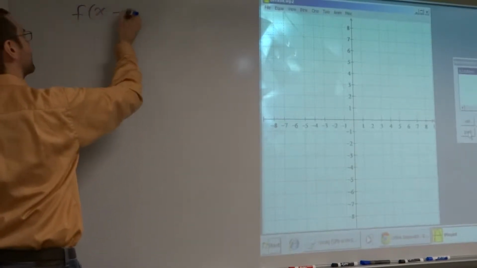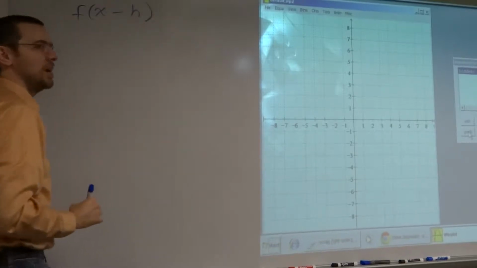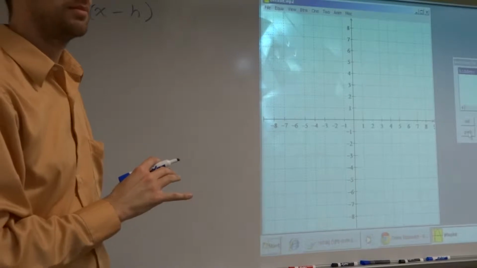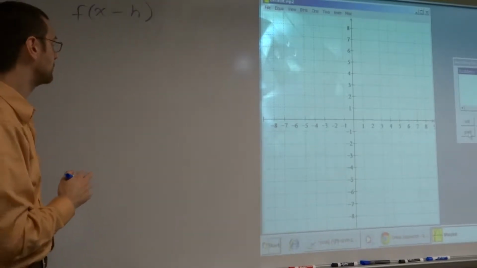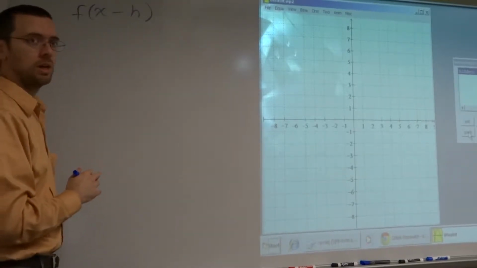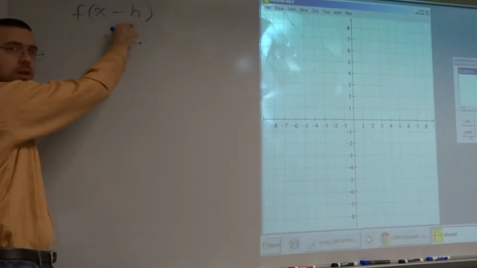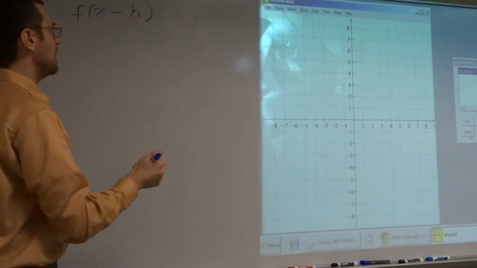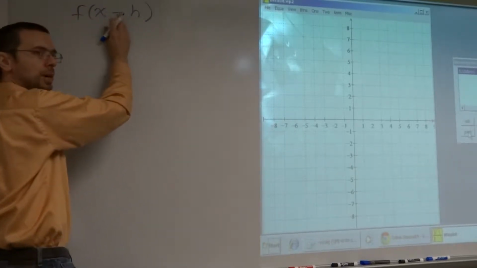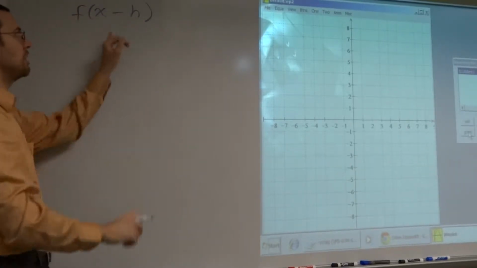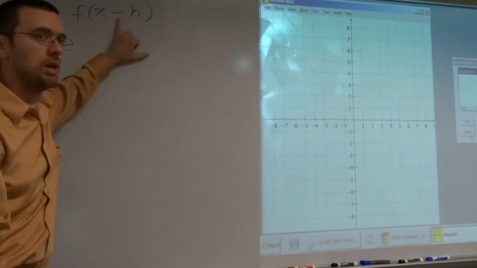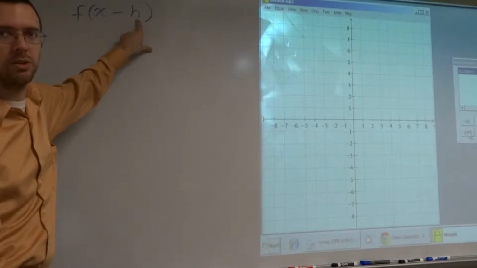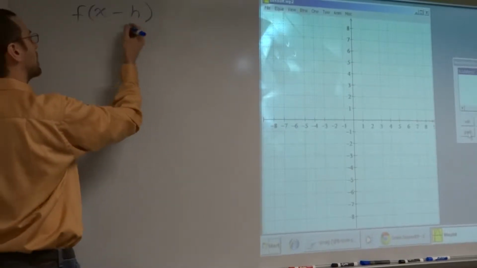If I have f of x minus h, now notice this is different from what we just had, right? What's different here? The minus h is inserted in the parentheses. It's inside the parentheses, which means we're inside the function. So when you have something like this, and notice this form has a minus here, anytime you see a minus in a form, when you're trying to identify this particular value, you do the opposite of what you see.